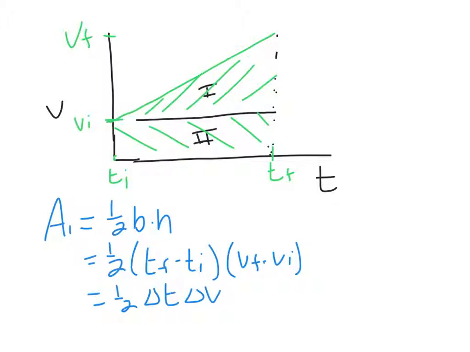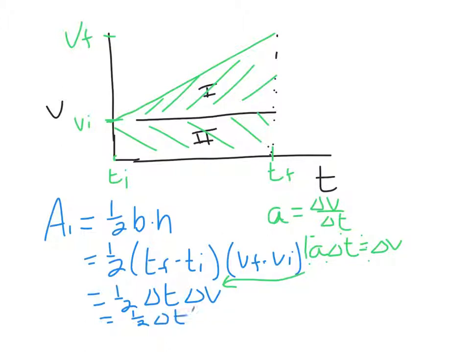We know that acceleration equals delta v over delta t. So therefore, acceleration times delta t equals delta v. I'm going to substitute this in for delta v, leaving me with 1/2 delta t times a delta t. Multiplying that out, we get 1/2 a delta t squared. And that's the area of the triangle.